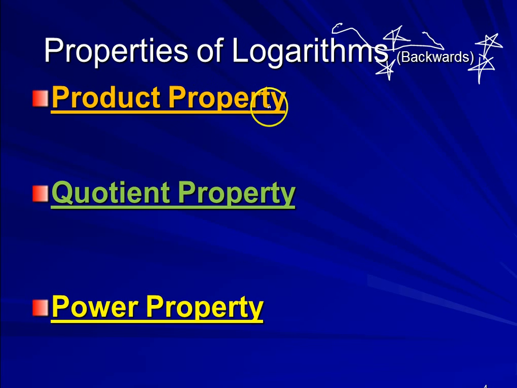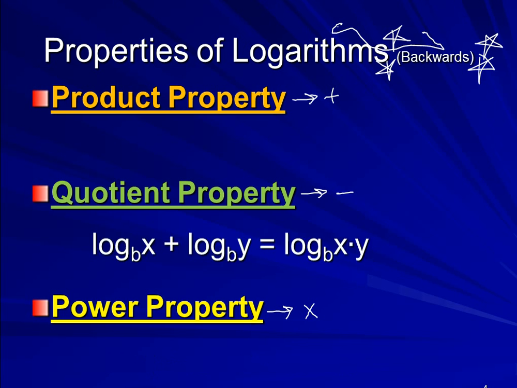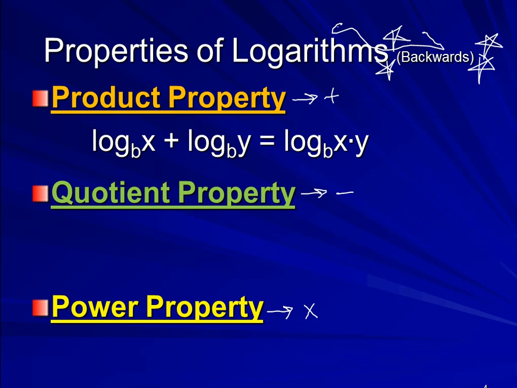What did we say about the product property? If it was multiplication, when you expanded them, it was addition. When it was quotient, when it was division, when you expanded them, it was subtraction. When it was a power, we brought it to the front and turned it into multiplication. Well, these are the exact same properties, except now we're going the other direction. Now we're going to be condensing. So when you see them, they're the other direction.